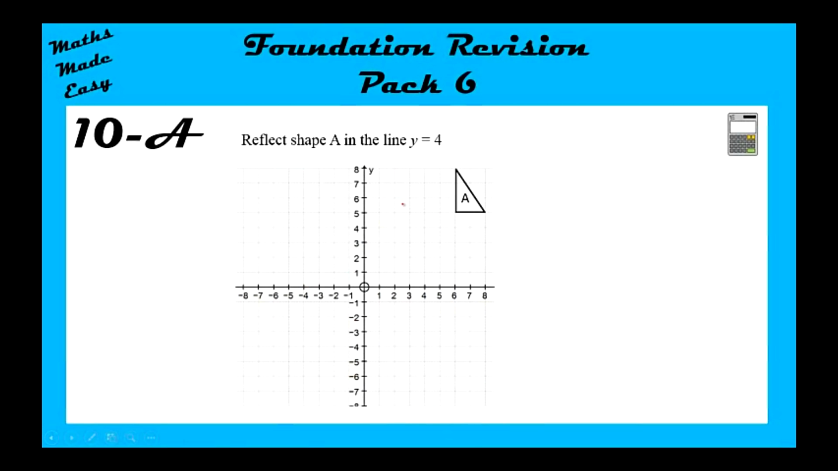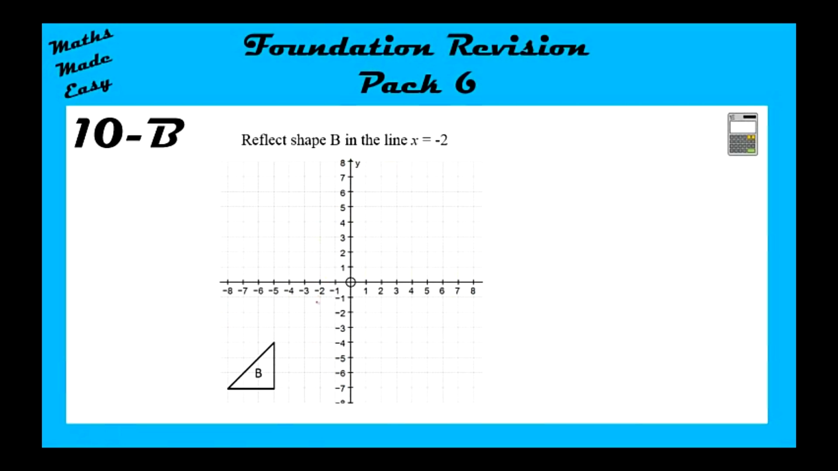Question 10a, reflect the shape in the line y equals 4. So this here is the y-axis, so when y equals 4 is at this point here, and anything along this line here. We reflect it in that by counting squares, so this is 1 square away, so it ends up 1 square away. This is 1 square away, so also 1 away. This one goes 4 away, so 4 away is here, and we end up with these points. So that is the reflection of A in the line y equals 4.